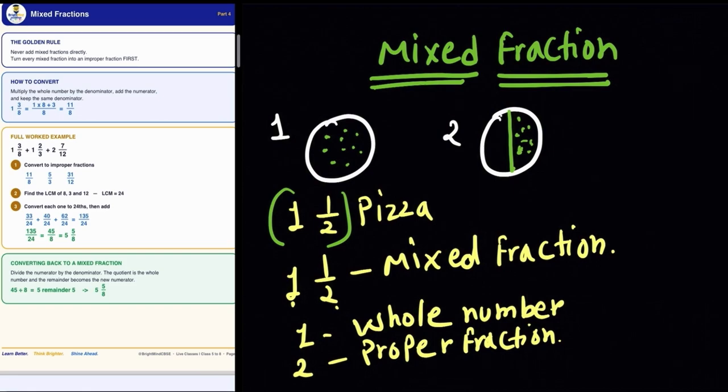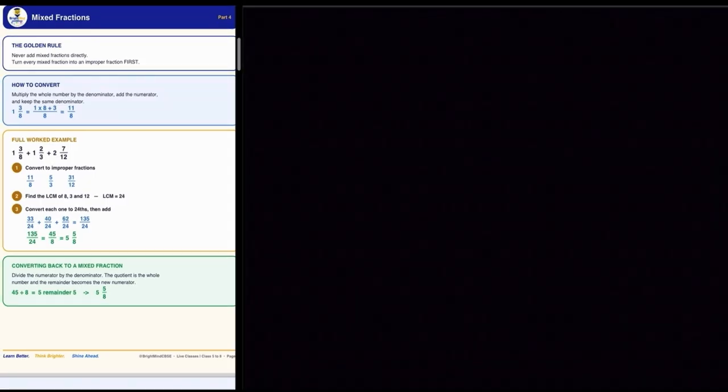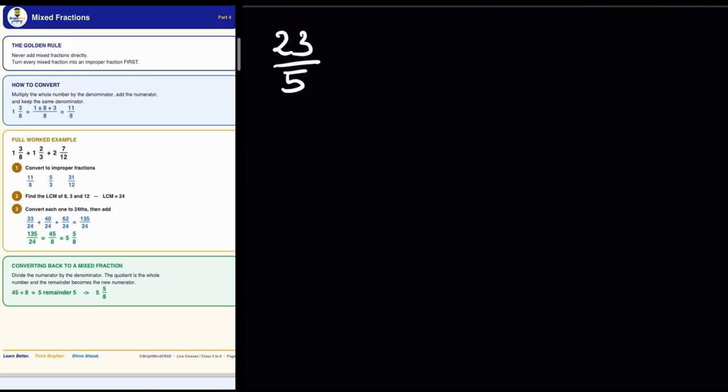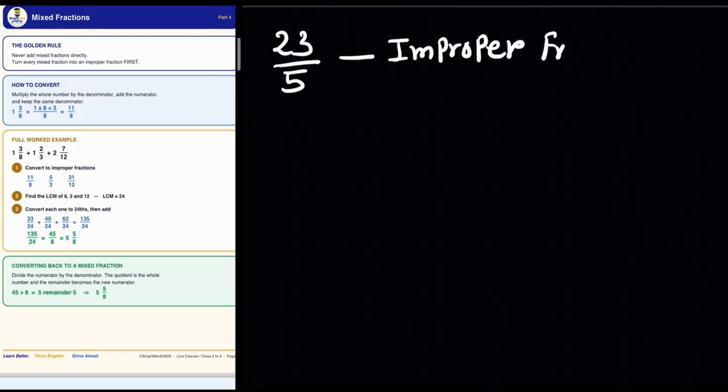Okay, so now we will learn how to convert mixed numbers into improper fractions and vice versa. I will write here a number, 23 by 5. This is an improper fraction. Why is this an improper fraction?